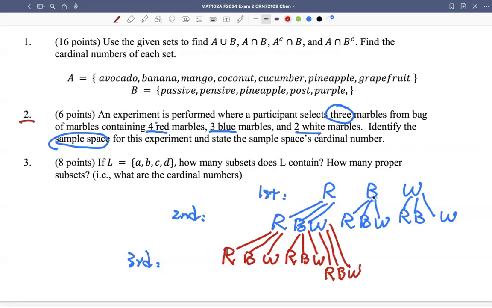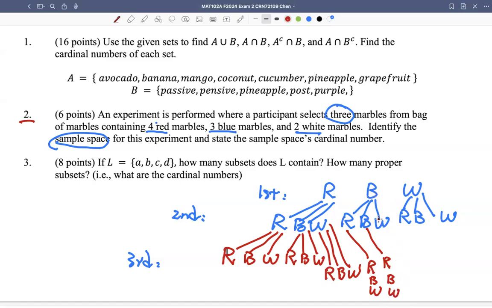Then if I draw the first one to be blue, the second one to be red, then my third one can be red. Also, let me write down, I don't think I have enough space, so I'm gonna write vertically. So my third one can be red, can be blue, also can be white. If my second one is blue, my third one can be red, but can it be blue anymore? Oh, it still can be blue because I have 3 blue, and can be white.